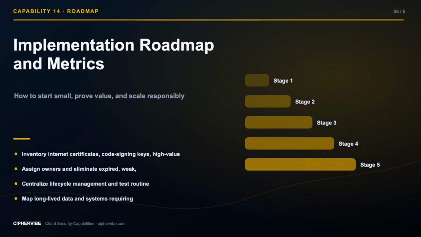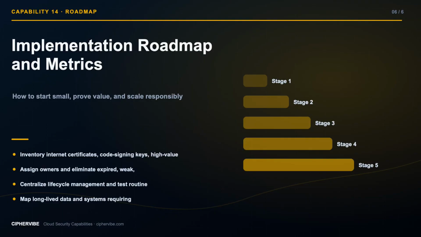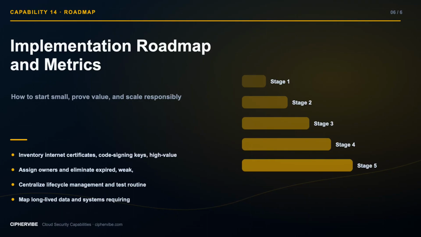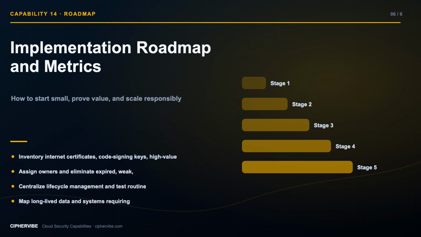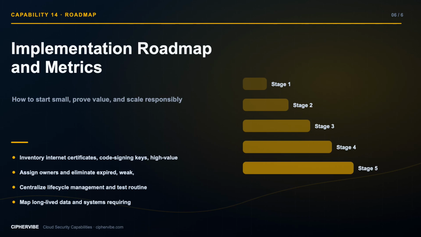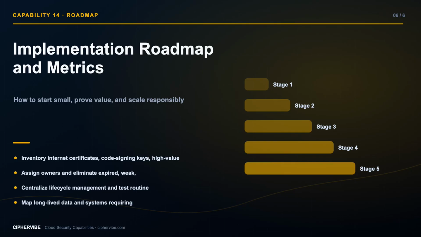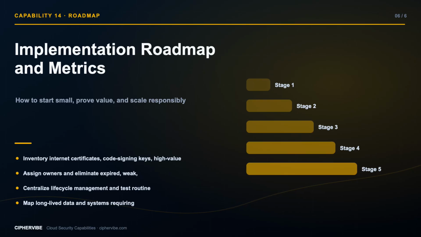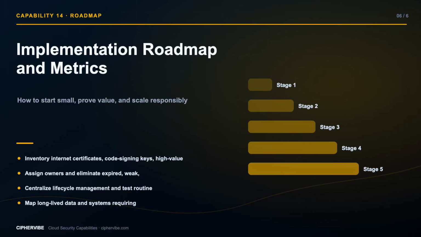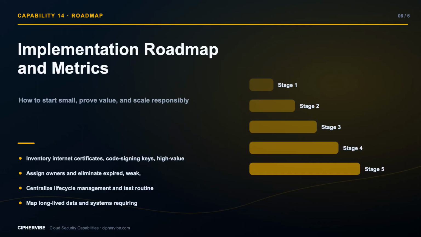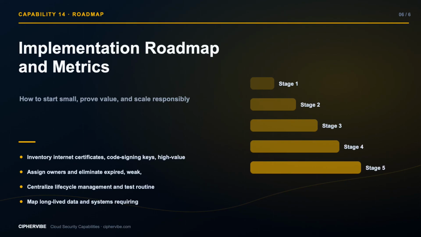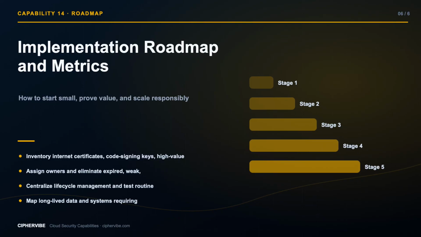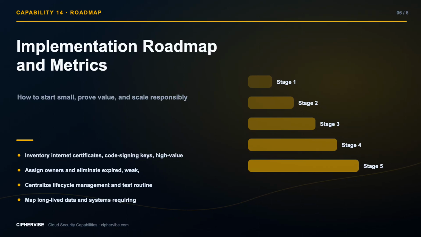A practical implementation roadmap for cryptographic security should build trust before scale. First, inventory internet certificates, code signing keys, high-value encryption keys, and embedded secrets first. Second, assign owners and eliminate expired, weak, shared, and unmanaged cryptographic material. Third, centralize lifecycle management and test routine rotation and emergency revocation.